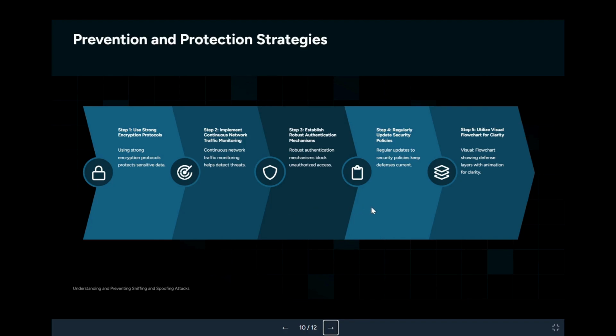Number 4, systems must be regularly updated and monitored for unusual behavior. And finally, step 5, visual tools and dashboards help teams clearly understand traffic patterns. Security is not just one single tool, it is layers of protection working together.